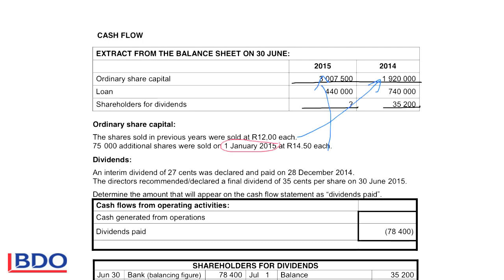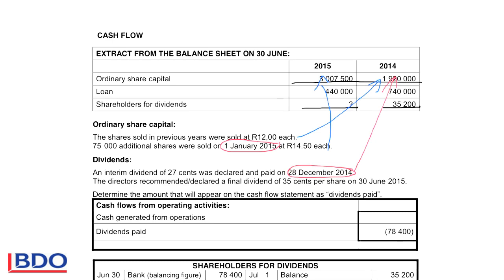The additional shares were issued on 1 January. The interim dividend was declared on 28 December. So the dividend was declared before the new shares were sold. So for the interim dividend, only the people who bought shares up to the end of the previous year will be entitled to a dividend.